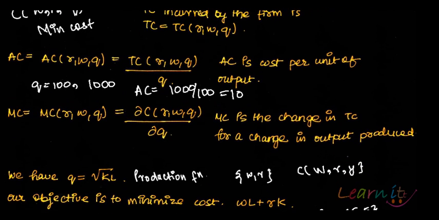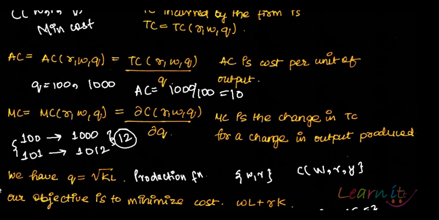MC is the change in the total cost for a change in the output produced. Fine. So 100 units of output is costing $1,000, and 101 units of output is costing, say, how much? 1012. Fine. So when you produce the 101st unit, then your total cost has increased by 12 units, and this is your MC. Fine. And this you can also find out using the derivatives. Okay, that is the change in total cost with the change in Q.